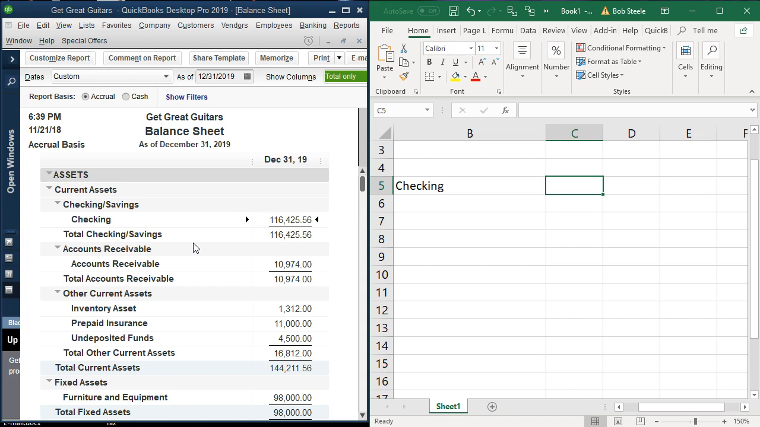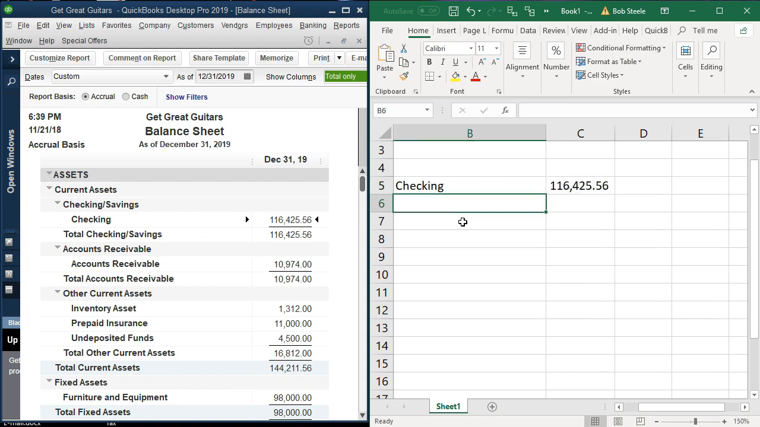So this is going to be a debit. I'm going to put all debits in here as positive numbers and credits as negative numbers. And then I'm going to add them up, and the debits minus the credits will equal zero. So this is 116,425.56.